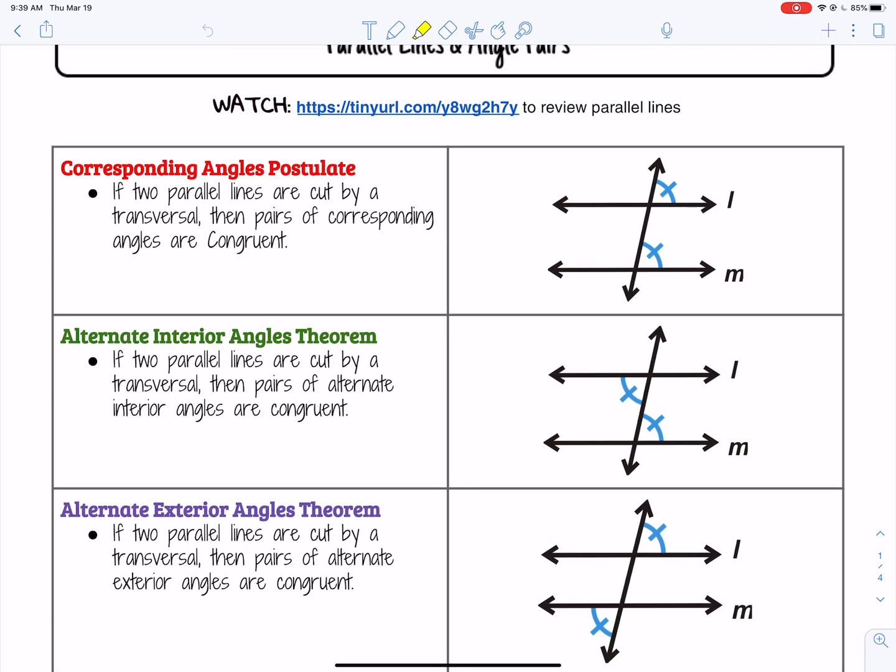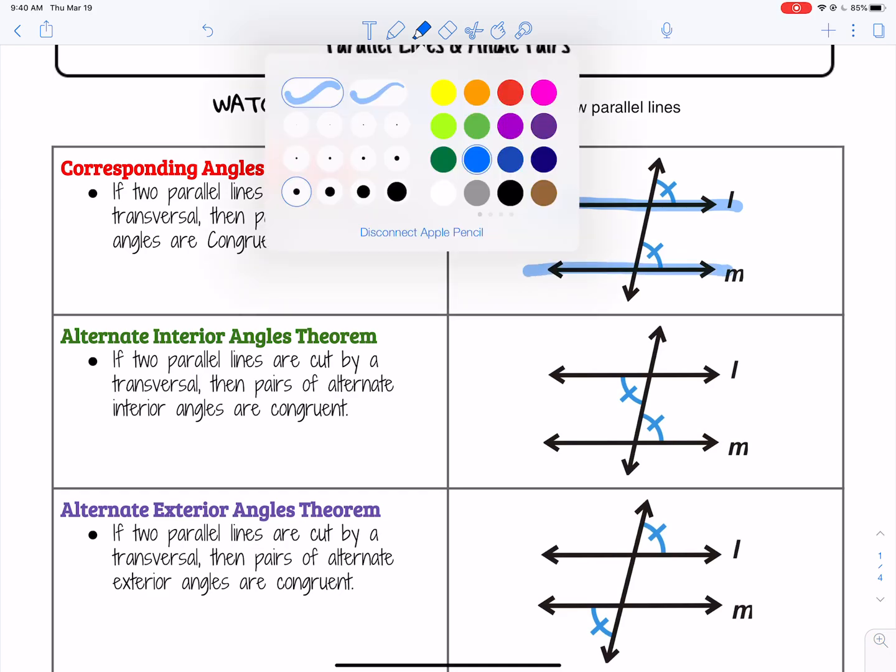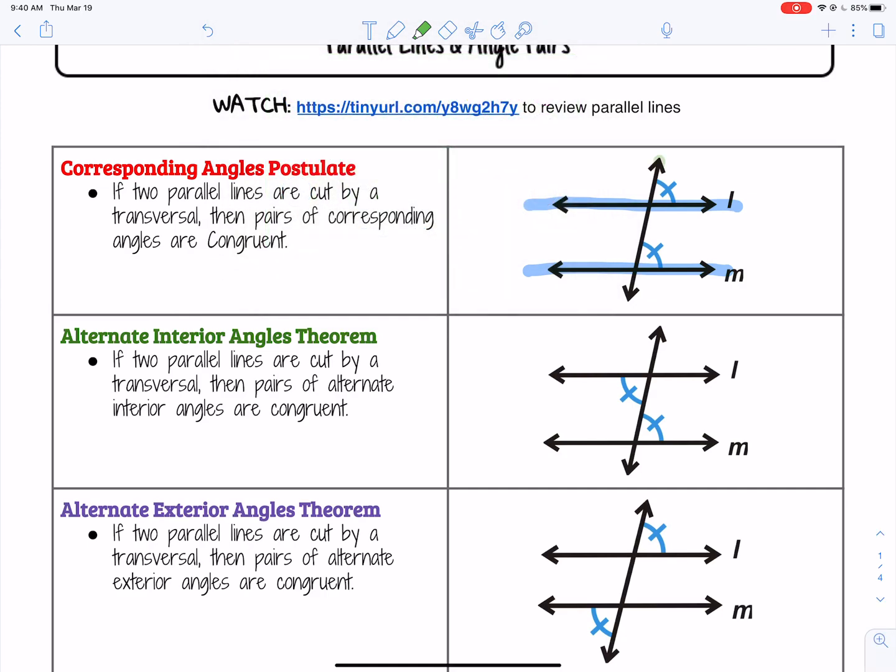The corresponding angles postulate states if two parallel lines are cut by a transversal, then the pairs of corresponding angles are congruent. So your parallel lines are lines L and M in this picture over here on the right. And your transversal line is this other line that cuts through the parallel lines. And this postulate states that when that happens, you have corresponding angles that would be congruent to one another.